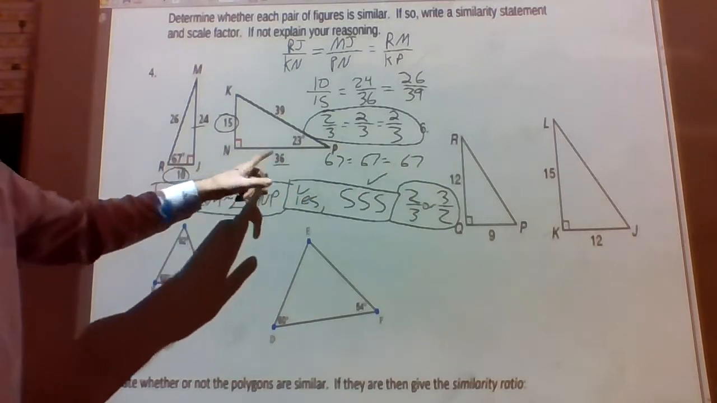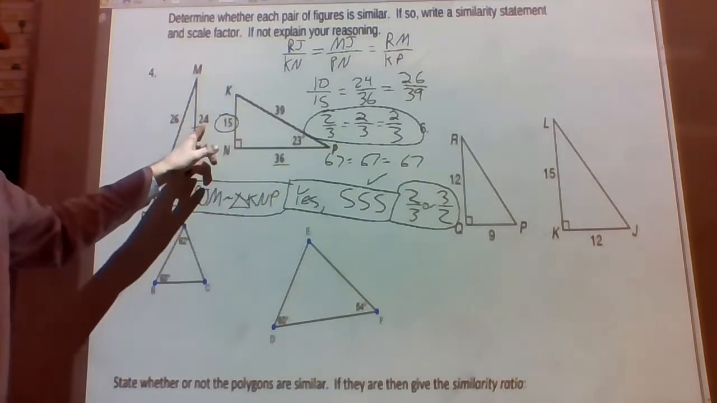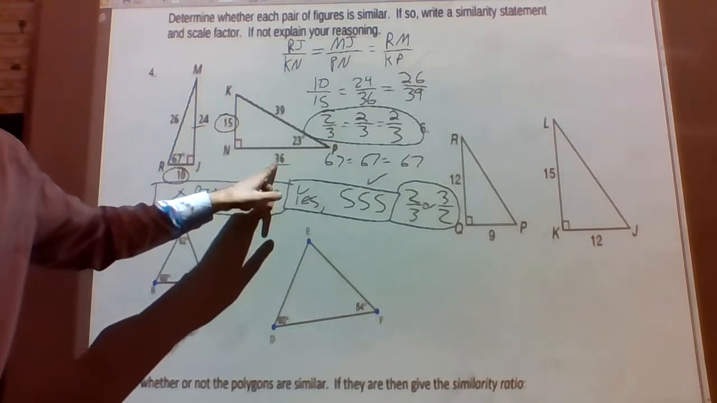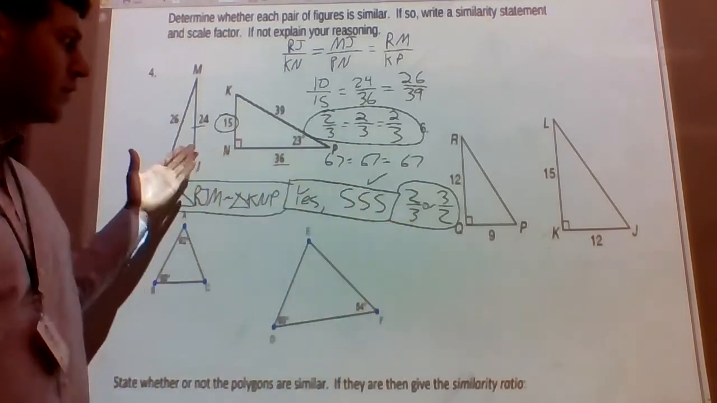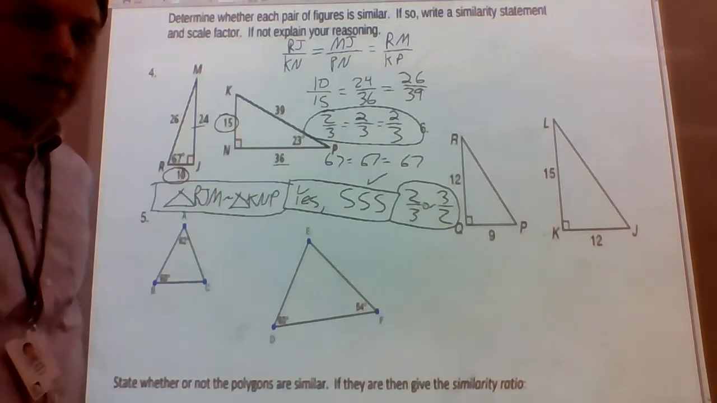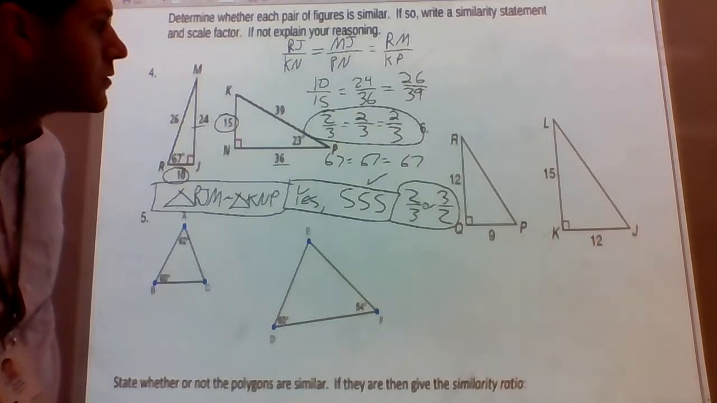10 times 3 over 2 is 15. 26 times 3 over 2 is 39. 24 times 3 over 2 is 36. Okay, so our scale factors tell us how much larger or smaller one triangle is from the other one.